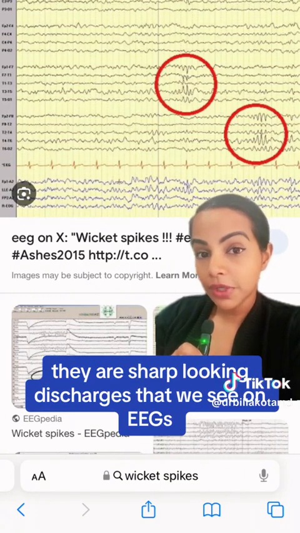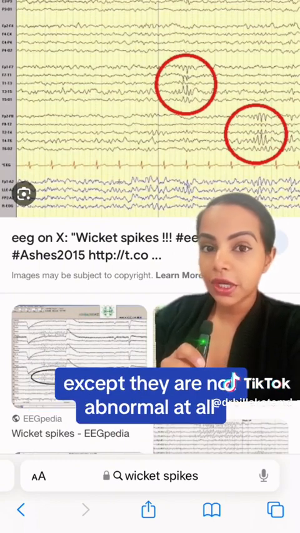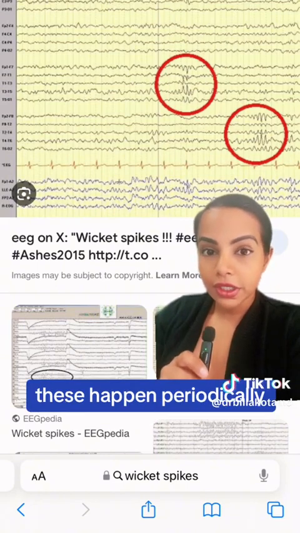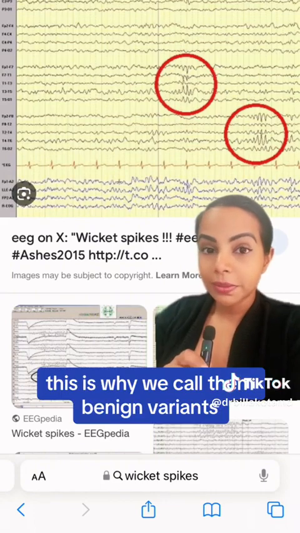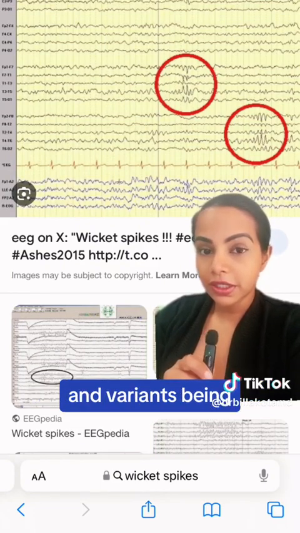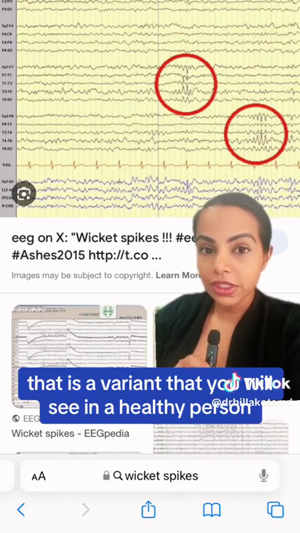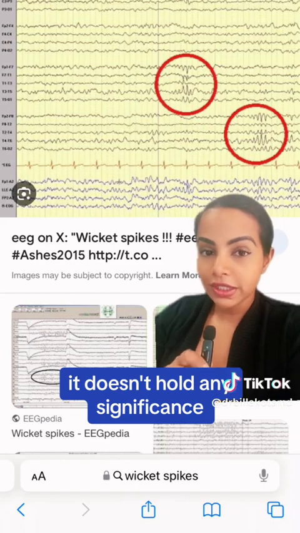What are wicket spikes? They are sharp looking discharges that we see on EEGs, except they are not abnormal at all. These happen periodically in normal healthy people who don't have epilepsy. This is why we call them benign variants. Benign meaning they are not dangerous, and variants meaning a variant that you will see in a healthy person. Some healthy people don't have it. It doesn't hold any significance.